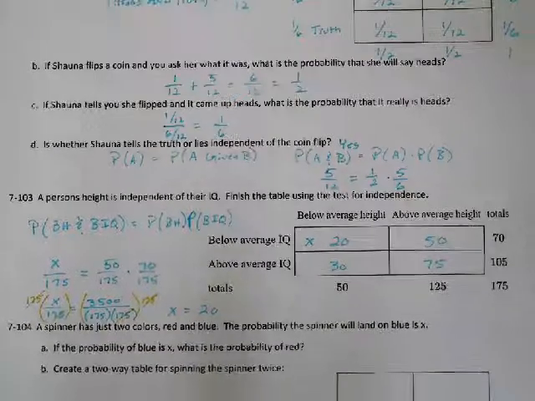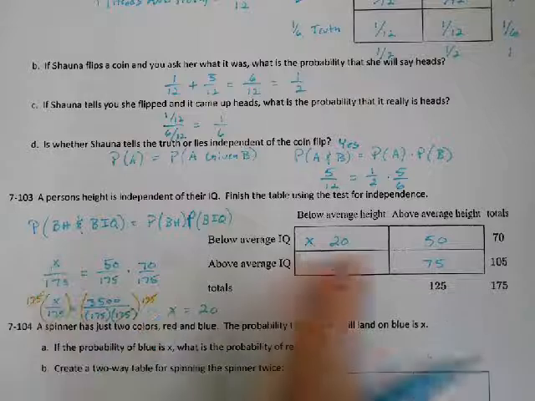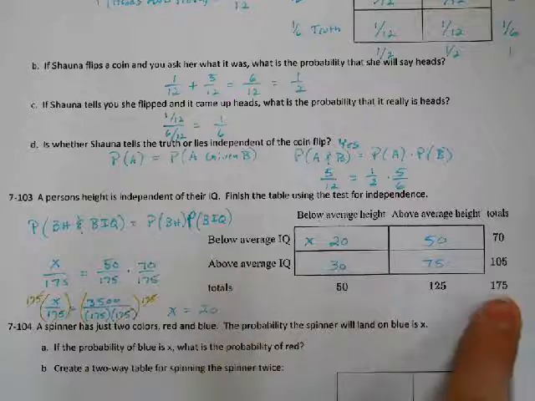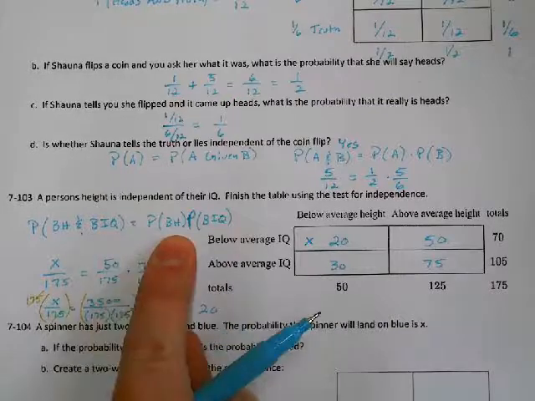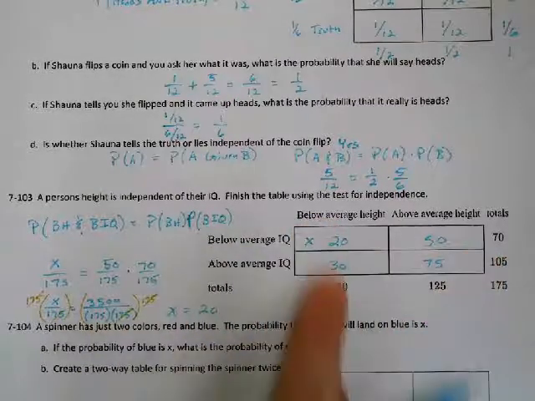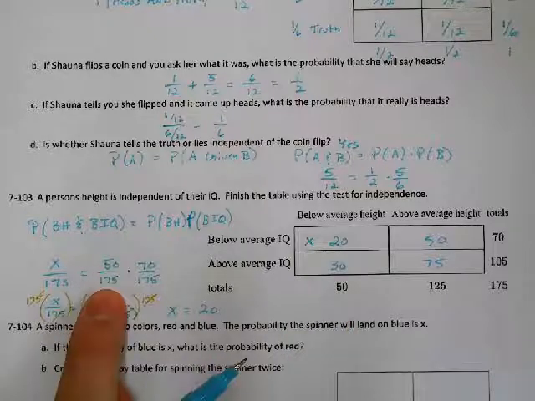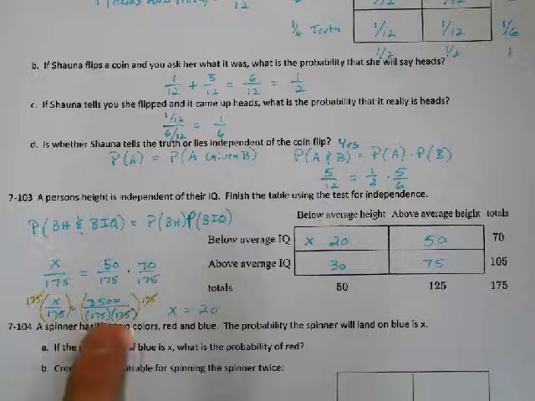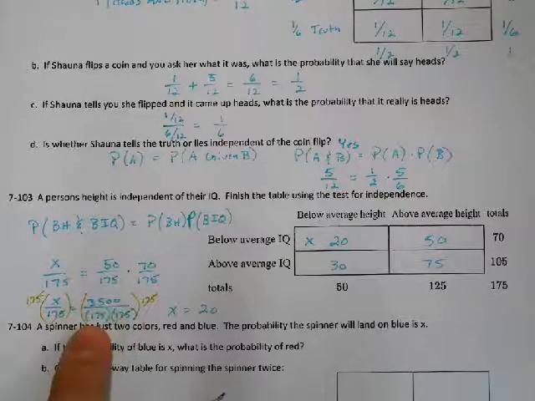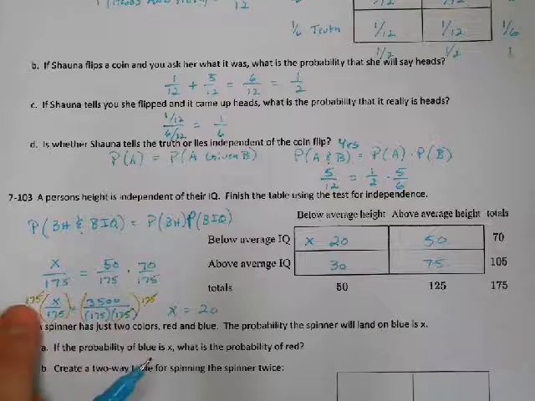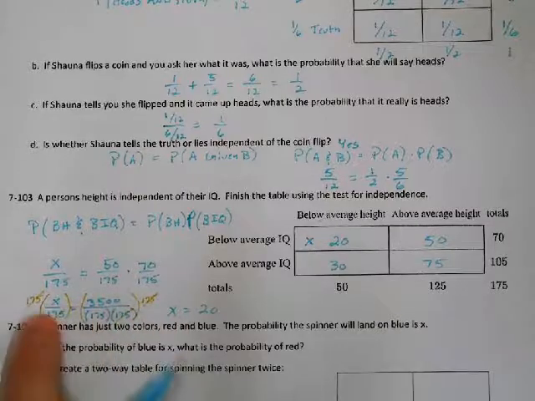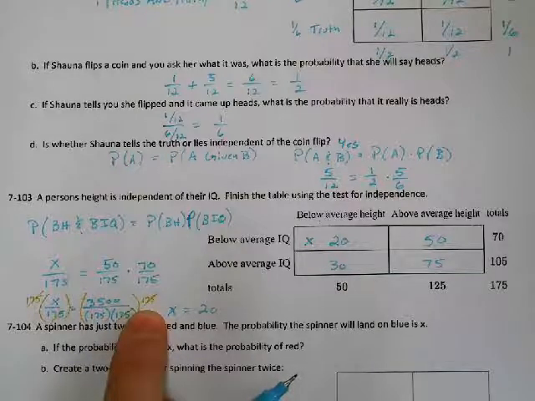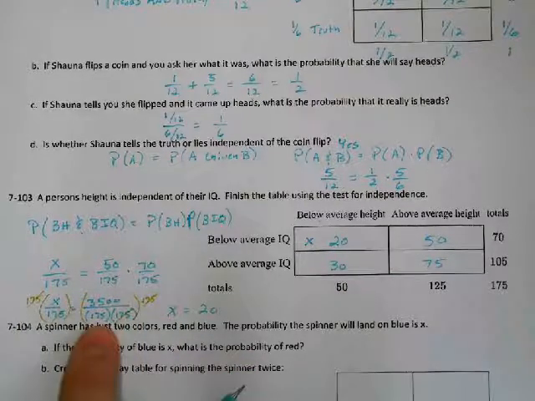So I'm using my test of independence: the probability of the and, if I call this one X, would be X over the total. It should be equal to the probability of below average IQ and below average height. 50 over 175, 70 over 175. So we're multiplying those two. And what I did here is I made it a little bit easier. I multiplied the top, but I just made the bottom 175 times 175, because if I multiply both sides by 175, I can reduce that 175 and just get X, and then reduce one of these 175s, and I'm left with X equals 3,500 over 175.